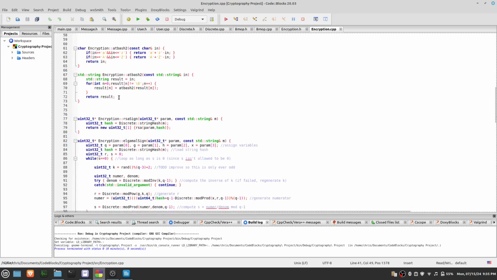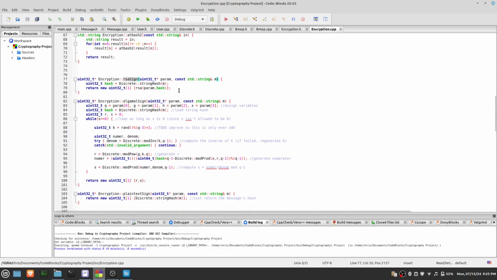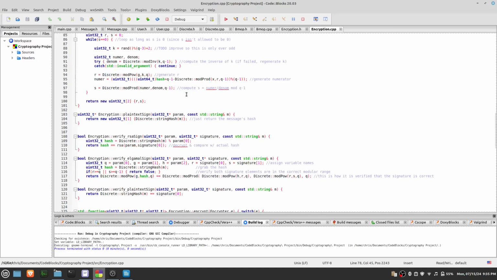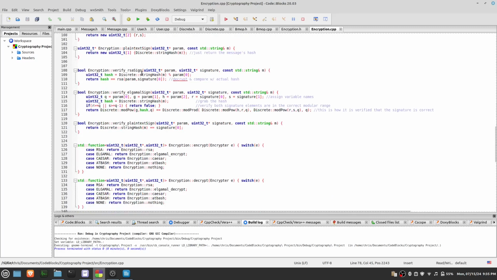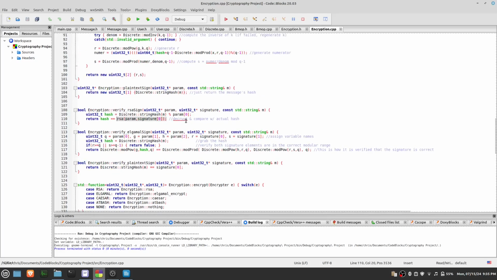Let's see, RSA signature. So for the signature, you just take the string hash, the hash of the message, and then encrypt it using RSA. And then to verify that the signature is correct, you find the string hash modulo the modulus. That's an important step. I'm guessing I must have done that because that issue happened. But basically, you find the hash, and then you take RSA, decrypt the signature, and then make sure they're the same.